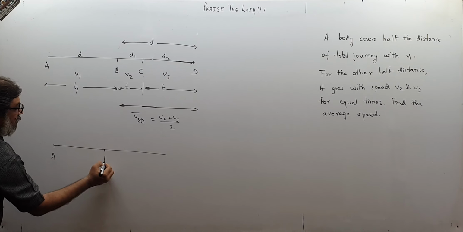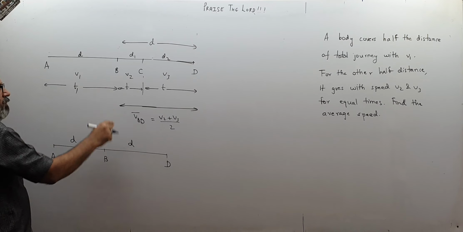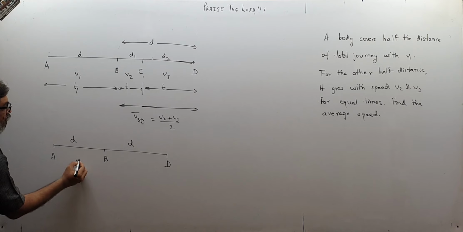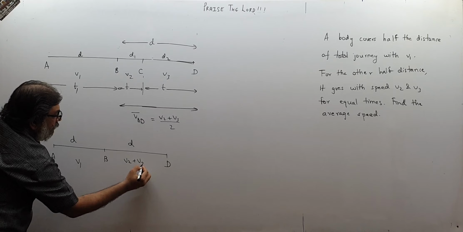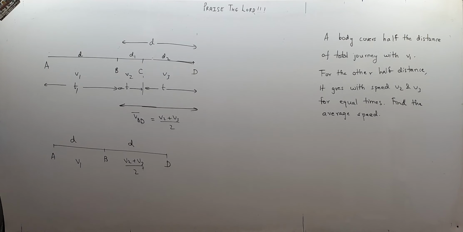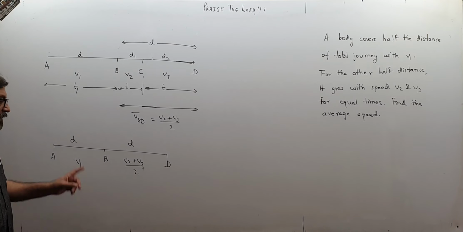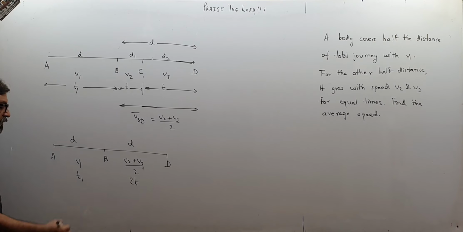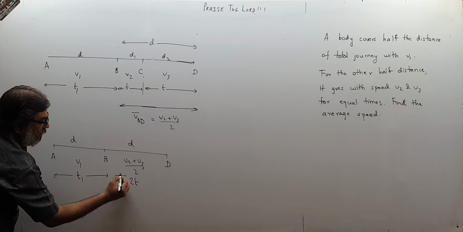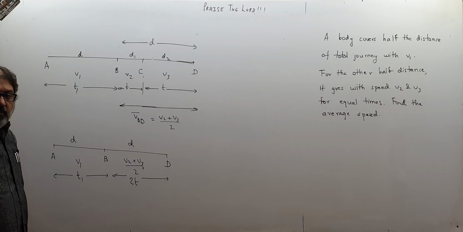Now I have a situation like this. From A to B and B to D, distance is d, distance is d, AB and BD. Here speed is v1 and here speed is (v2 plus v3) upon 2. I have put up this average speed, (v2 plus v3) upon 2. And now distances are equal. Here time was t1 and here time was 2t, that we know. T1 was the time from A to B and 2t was the time from B to D.